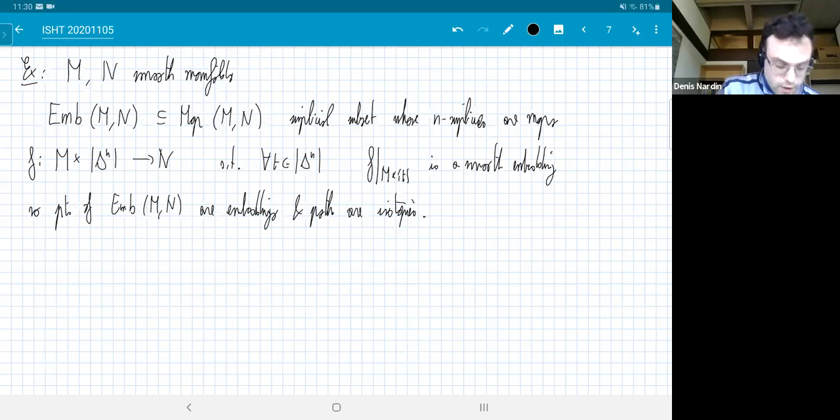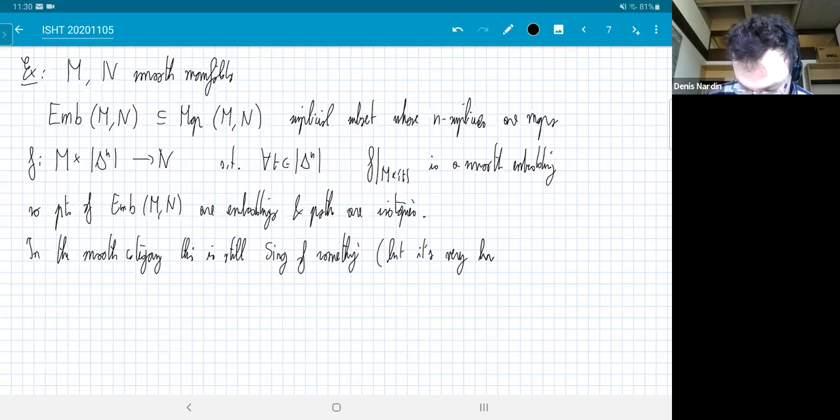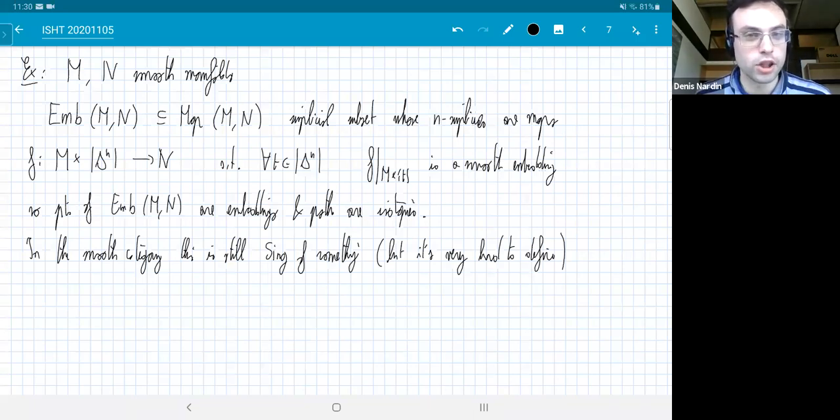And it's less obvious. So in the smooth category, this is still Sing of something, but it's very hard to define. In fact, I don't think I've ever read the complete proof of this fact, that there is a topology on the set of embeddings for which paths are isotopies. It's called, I think, the Whitehead topology. But honestly, I don't remember the details. It's very complicated.